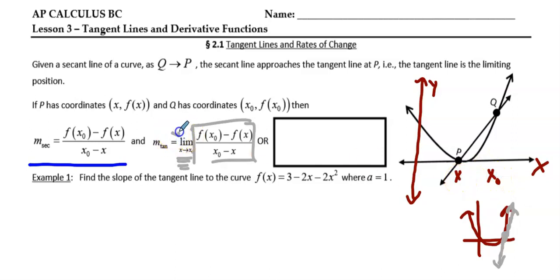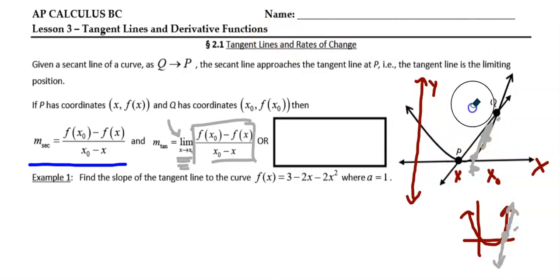And really, this is just getting closer together. They're getting closer. x is approaching x sub naught. So now P is here, and now we've got the secant line that looks like this. And now P is here, and we've got a secant line like this. And then P eventually gets to here, and then we get to this lovely drawing that you see right here.